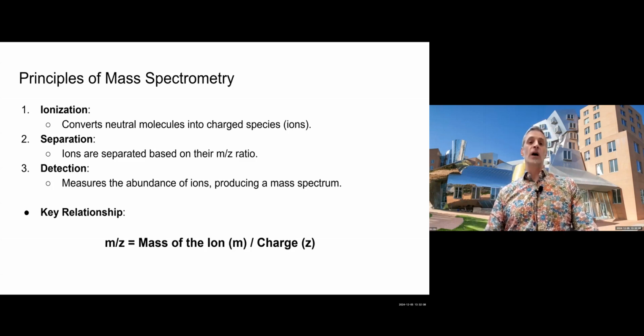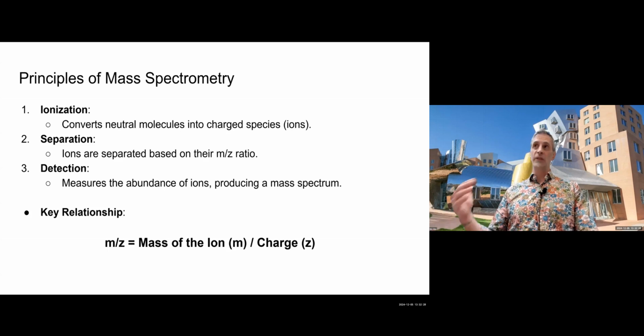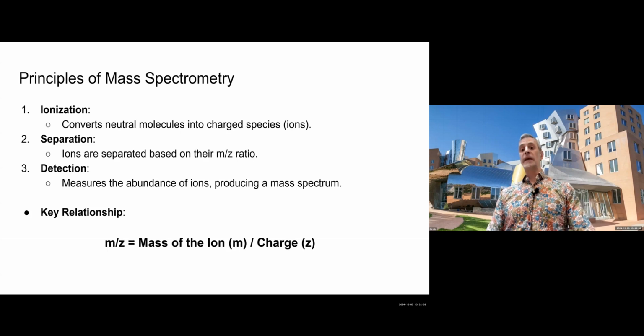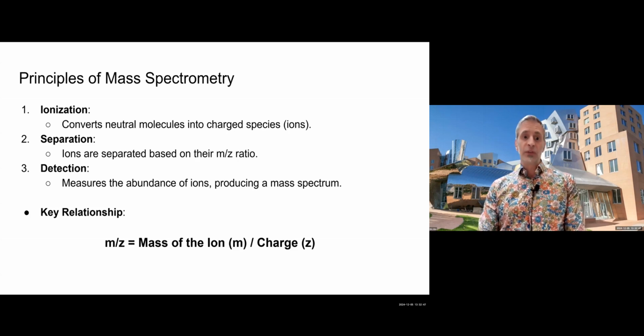So we want to ionize them. We're going to separate them based on this ratio called M/Z, the mass of the molecule over the charge, right? If we're accelerating them in an electric field and usually a magnetic field as well, the amount of acceleration that we see is going to depend on the mass and the charge, right? Because the charge is going to determine the force, and the mass is going to determine the acceleration.